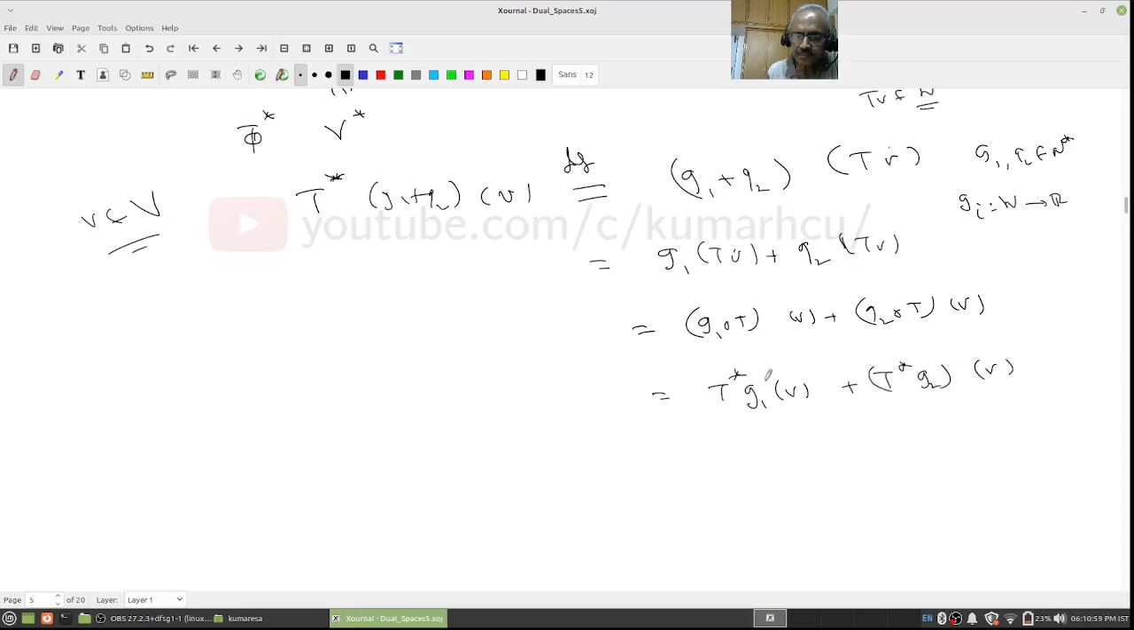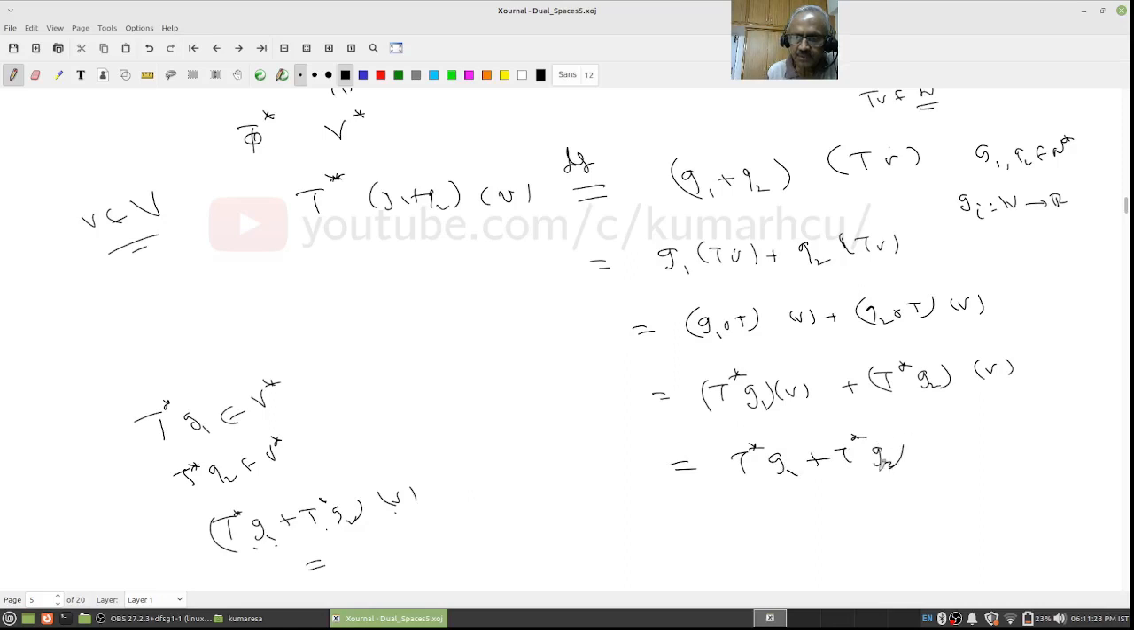But now, what are T star of G1 and T star of G2? That is in V star, and T star of G2, where is it? In V star. And how is the addition defined? T star of G1 plus T star of G2 acting on V is T star of G1 acting on V plus T star of G2 acting on V. This is true for all V. Therefore as linear maps, this is equal to this. That is, T star of G1 plus G2 is T star of G1 plus T star of G2.